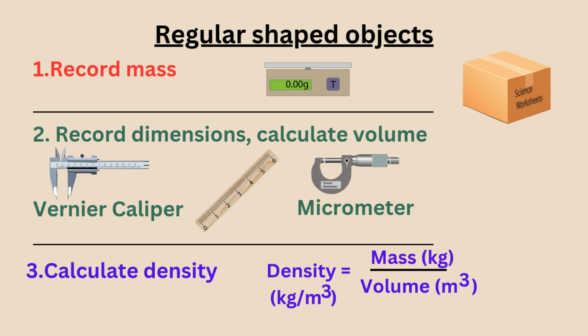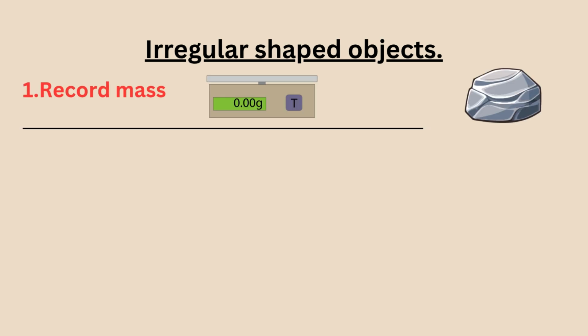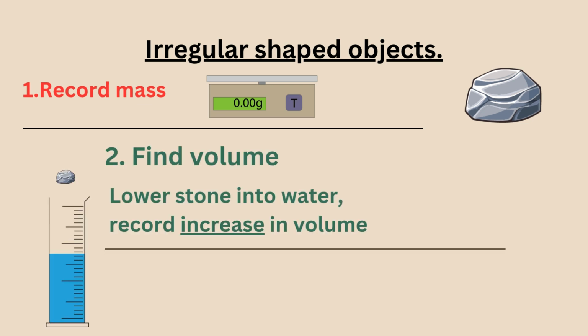To calculate the density of an irregular shaped object, first of all we need to record the mass of the object in kilograms. Then we need to find the volume of the object, and the way to do this is to carefully lower the stone into a measuring cylinder that contains some water, and you will record the increase in volume.